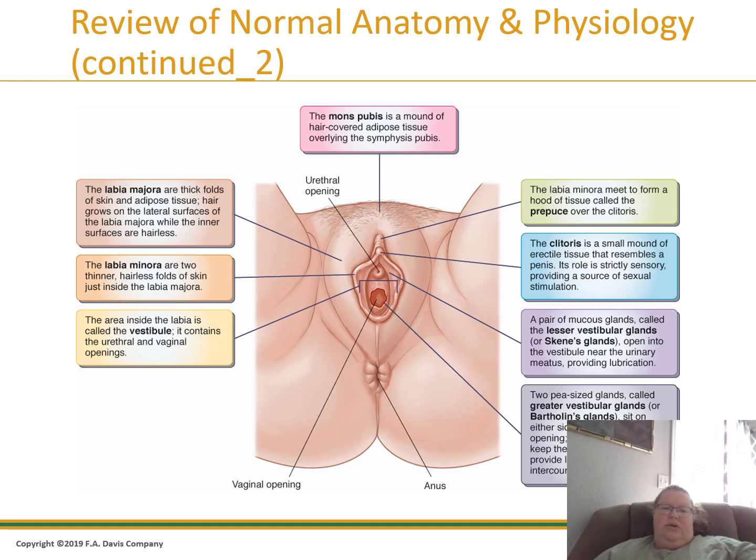So here's the urethral opening and the clitoris and the vaginal opening. And this is how you're going to landmark how to insert a urinary catheter in a woman.